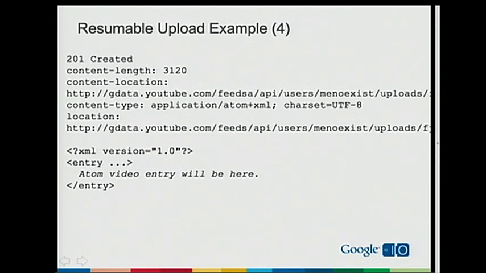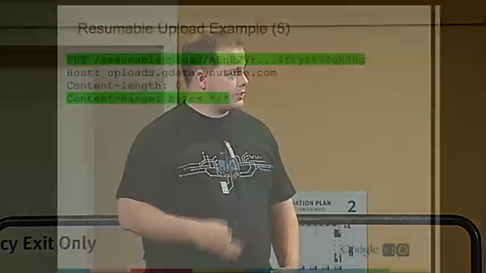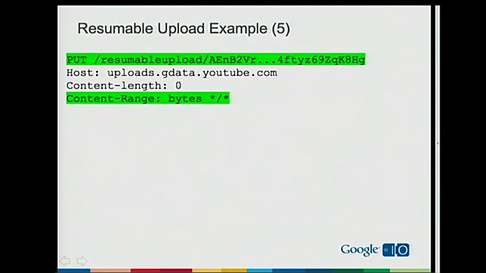And the way you do that is by sending a very particular request. So you'll notice it's the same URL as I was using before when I was sending the file content, but this time it's totally empty. And I add this special header, content range, and the star slash star means I'm querying for the status of the upload.